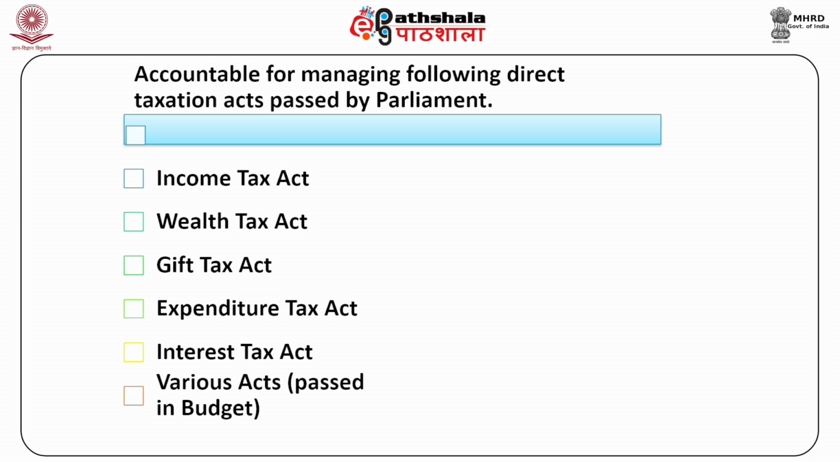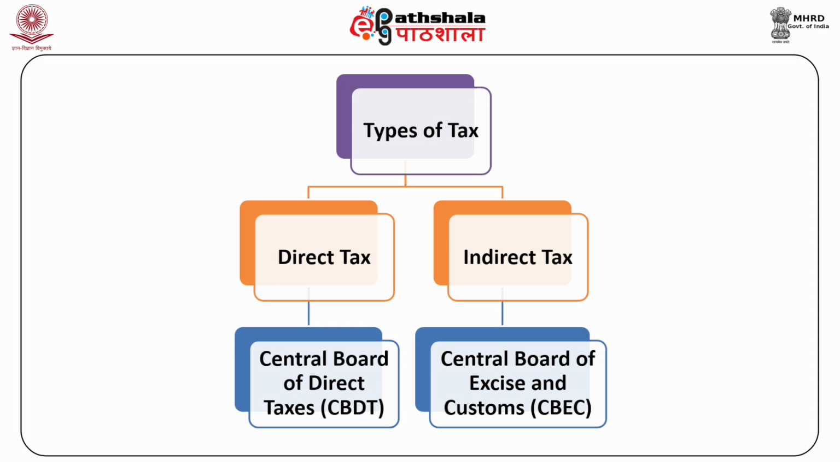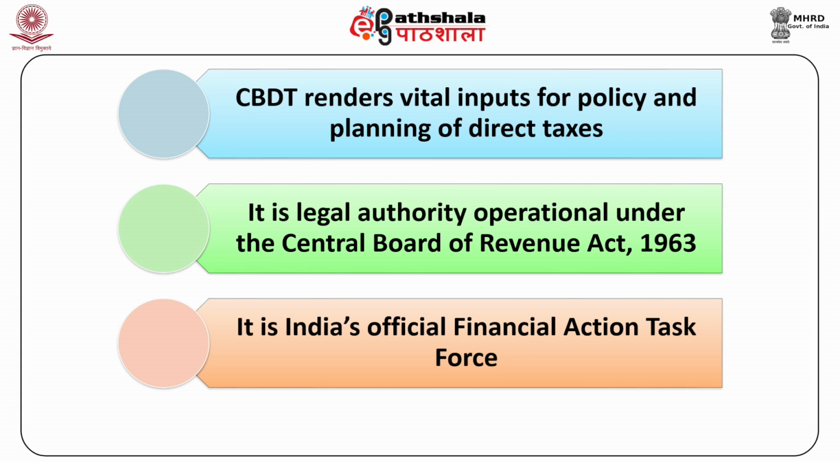The Income Tax Department is also accountable for implementing double taxation avoidance agreements and deals with several aspects of international taxation, like transfer pricing. The two types of taxes, that is the direct taxes and the indirect taxes, are ruled by two different boards, that is the Central Board of Direct Taxes, called CBDT, and the Central Board of Excise and Customs, called CBEC. We will now understand the Central Board of Direct Taxes in detail.